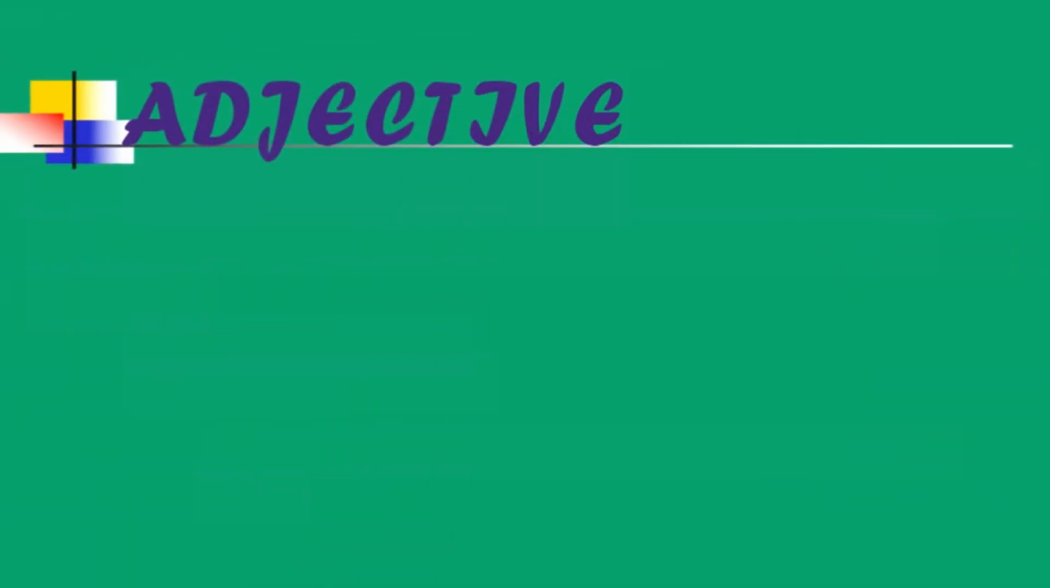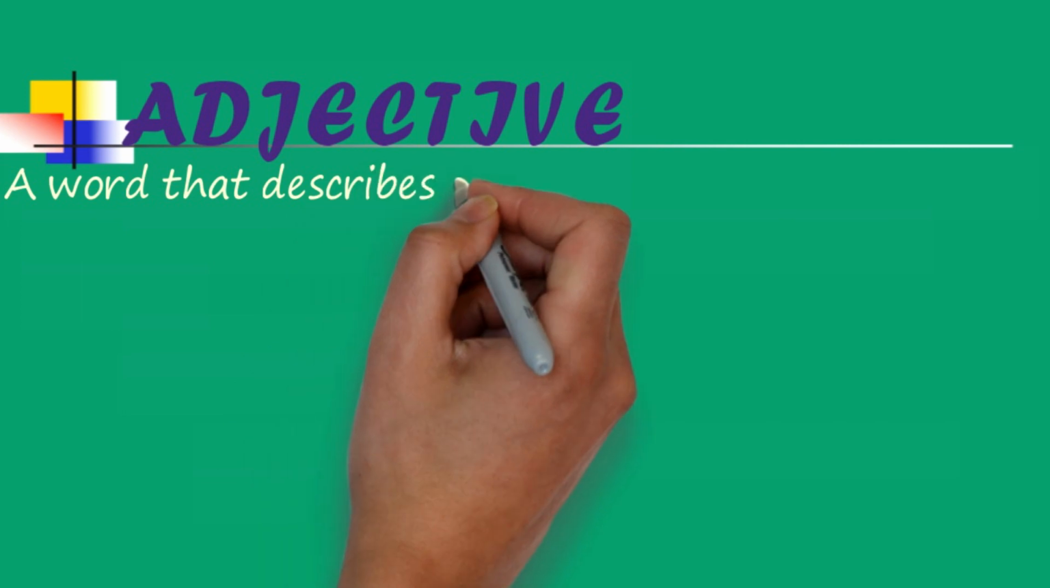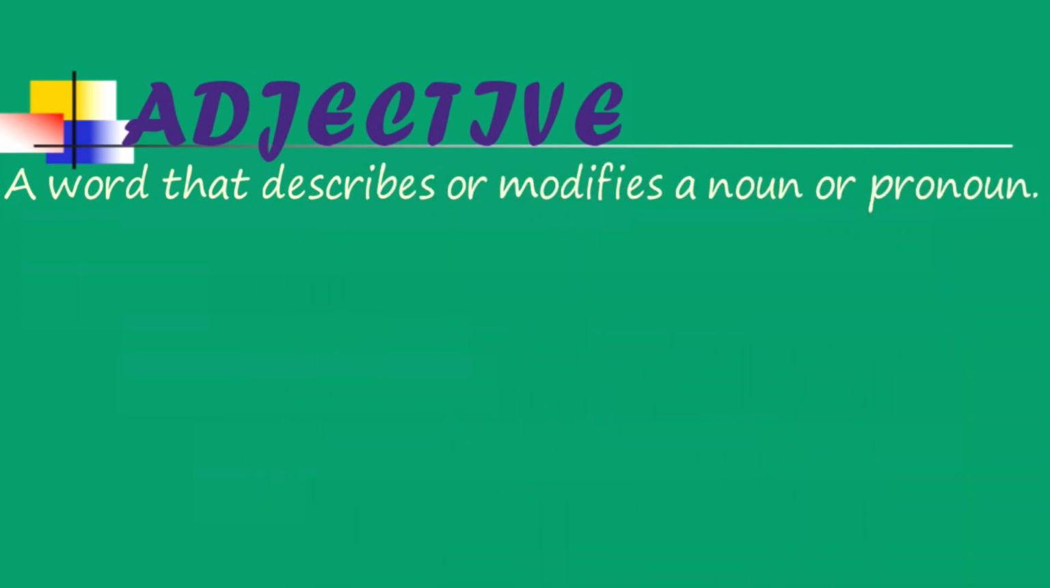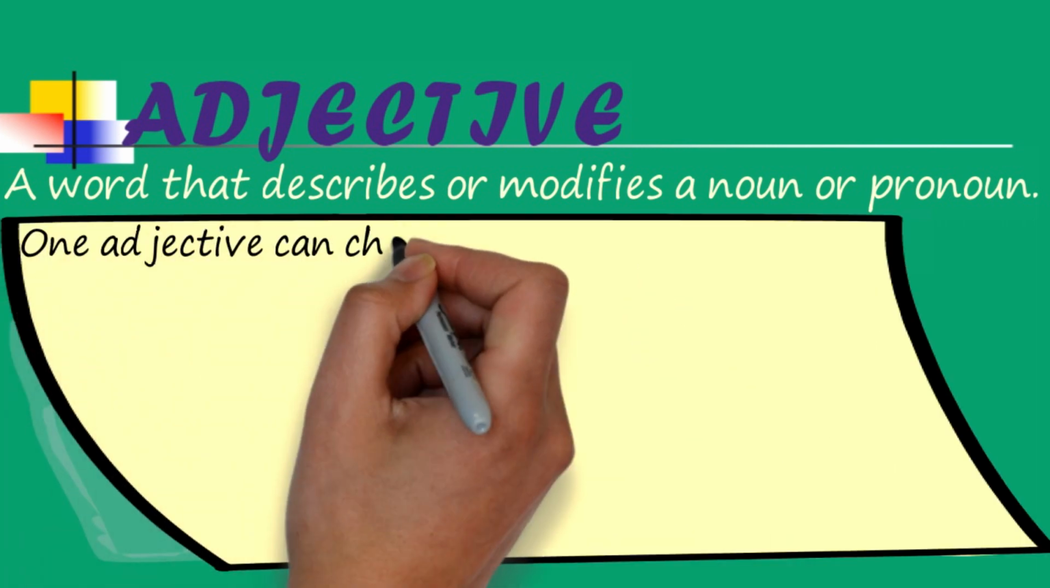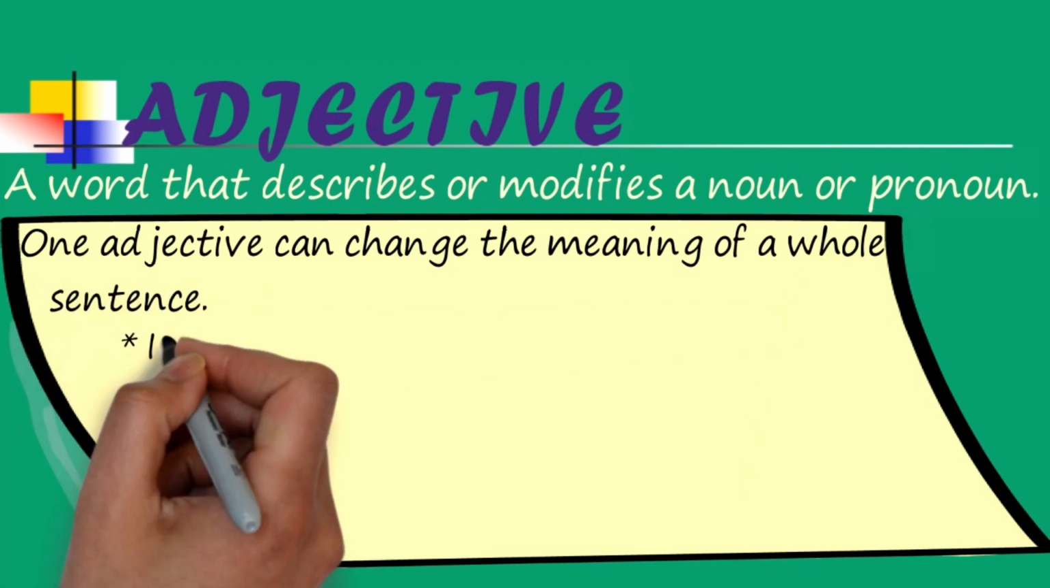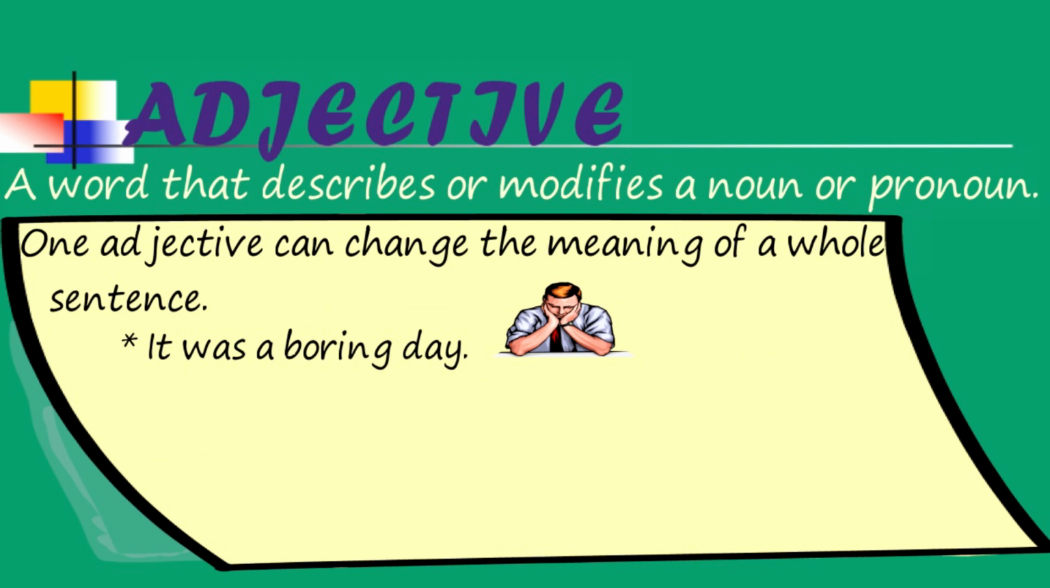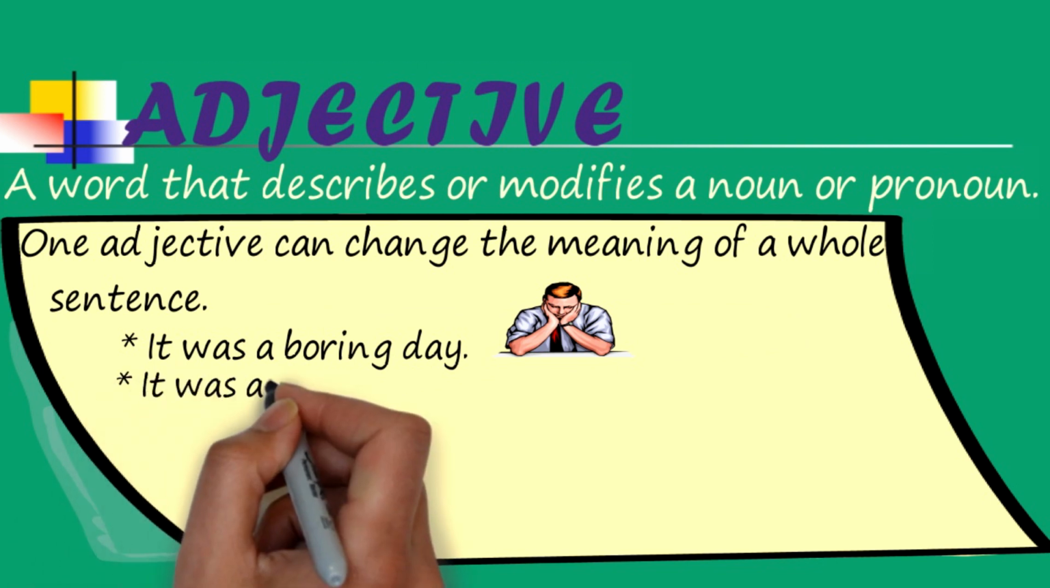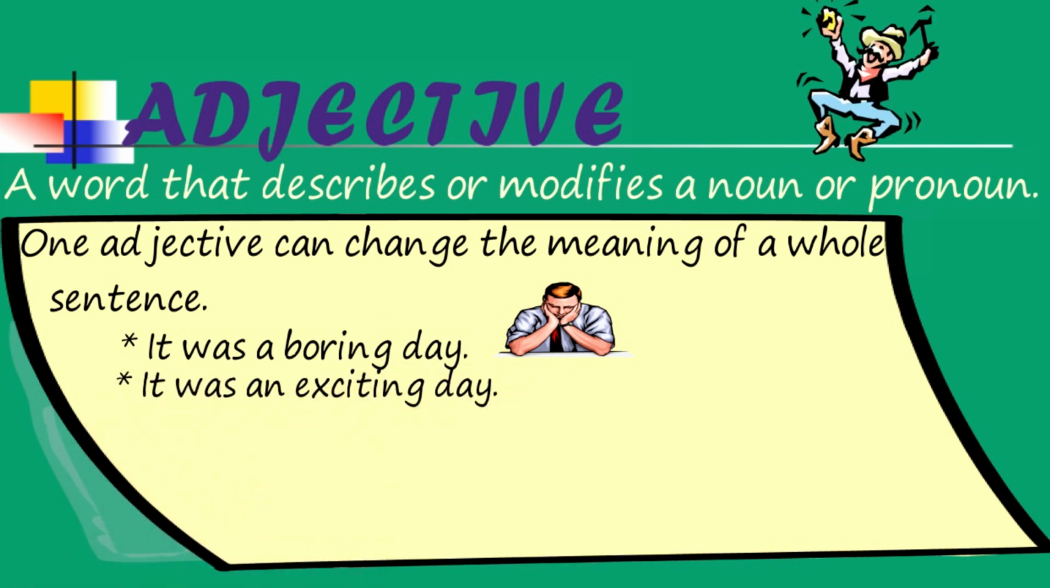The adjective. An adjective is a word that describes or modifies a noun or a pronoun. It always goes with a noun or a pronoun. One adjective can change the meaning of a whole sentence. If I say, for example, it was a boring day. Boring is an adjective and means I didn't like it. I didn't like the day. So if I liked the day, imagine I would say it was an exciting day. Exciting is another adjective, but it changes the meaning because it's completely different in meaning.